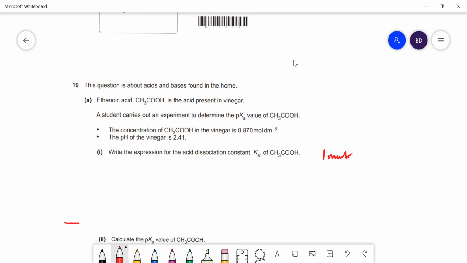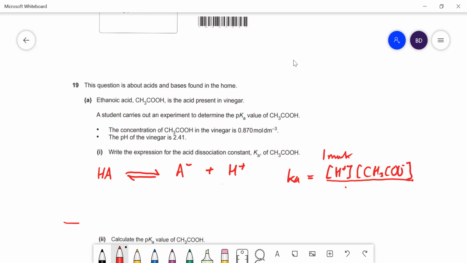Well, before I write that, I'm going to just write down this bit because I need the next part of the question. HA dissociates to form A minus and H plus. So we want the expression for Ka for ethanoic acid. So we want the concentration of hydrogen ions, multiplied by the concentration of the conjugate base, divided by the concentration of the conjugate acid.